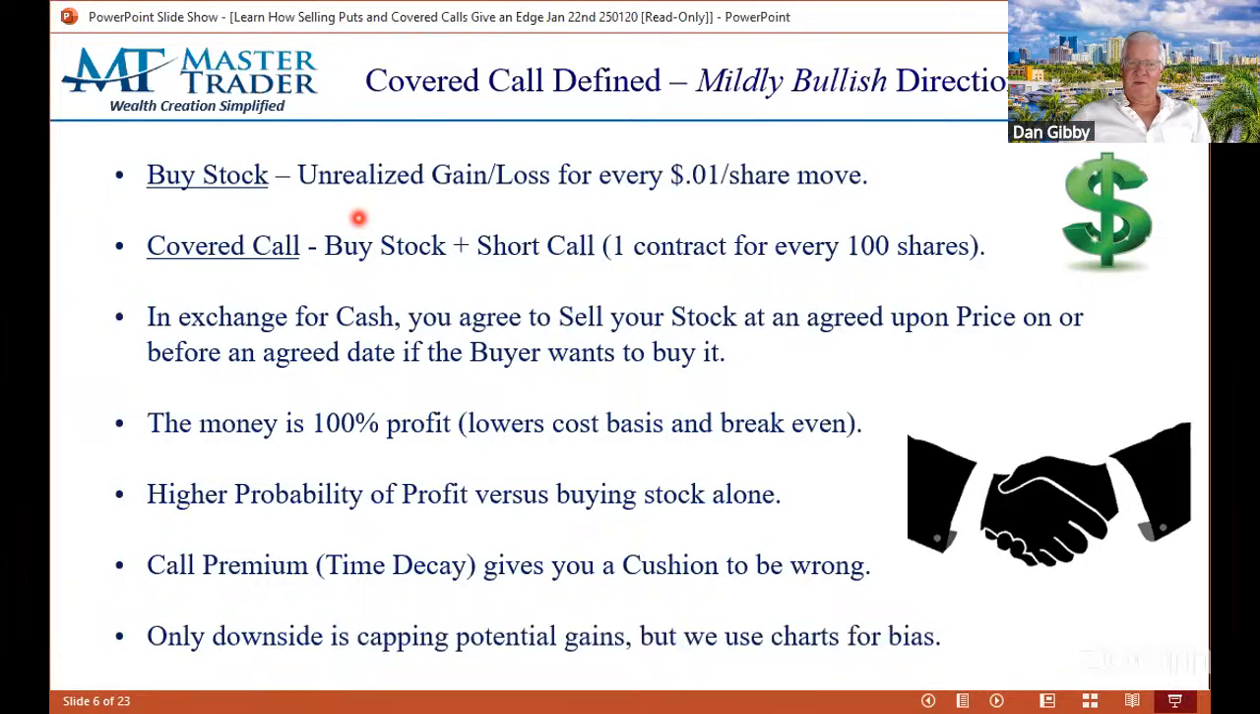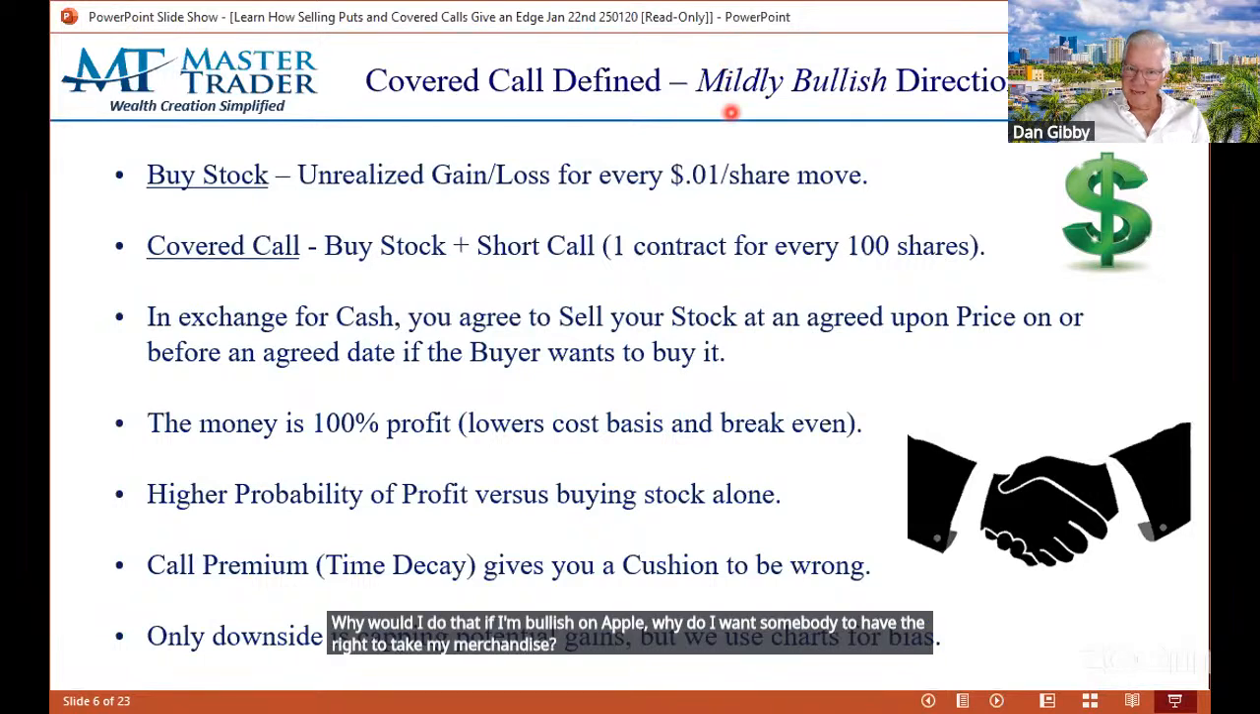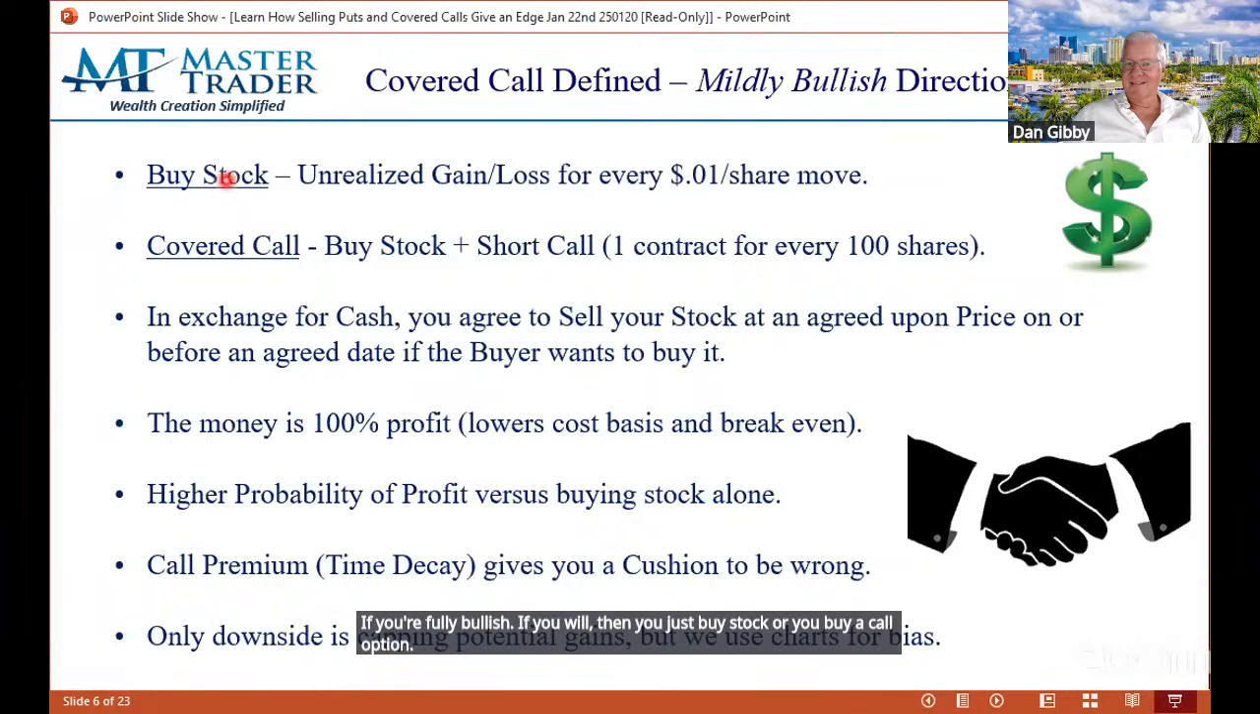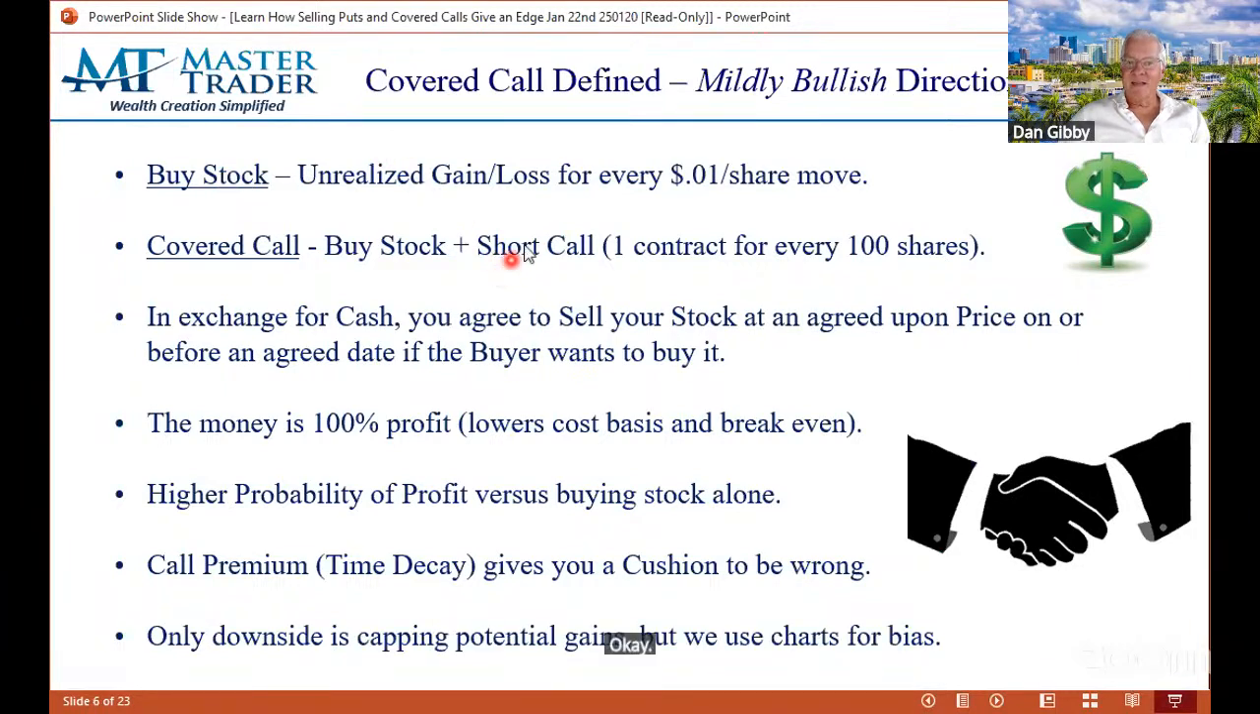Why would I do that? If I'm bullish on Apple, why do I want somebody to have the right to take my merchandise? Well, that's exactly why I call it a mildly bullish directional trade. If you're fully bullish, if you will, then you just buy stock or you buy a call option. Okay, so by selling a call at the same time that I'm buying stock, I call it a mildly bullish directional trade. But here, the higher probability of profit.